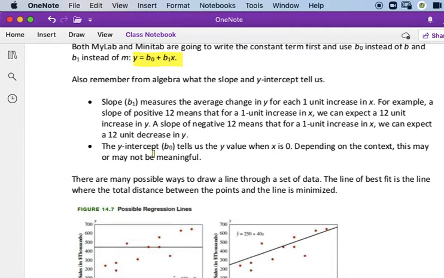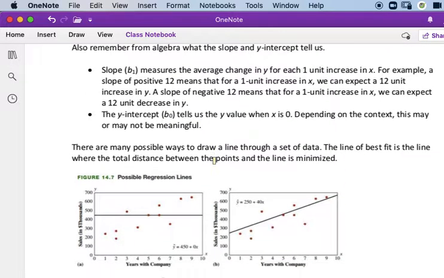The y-intercept of the line tells us the y value when x is 0. Depending on the context, this may or may not be meaningful when we're talking about linear regression. It really depends partly on whether 0 is close to the rest of the data values, or if it just makes sense to have 0 as an x value. Sometimes it does and sometimes it doesn't.